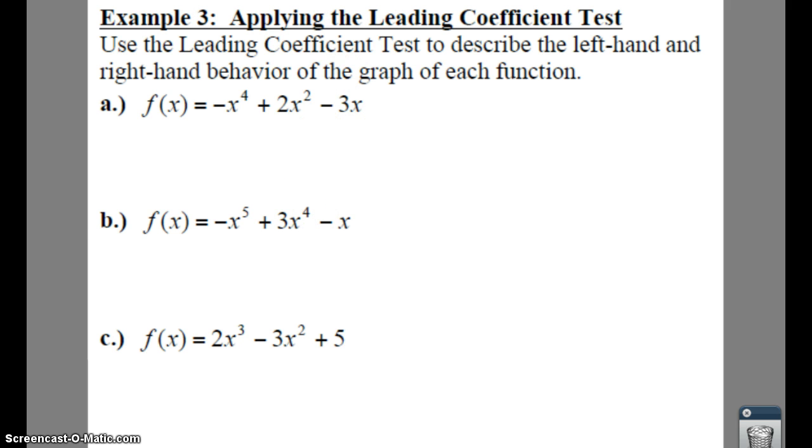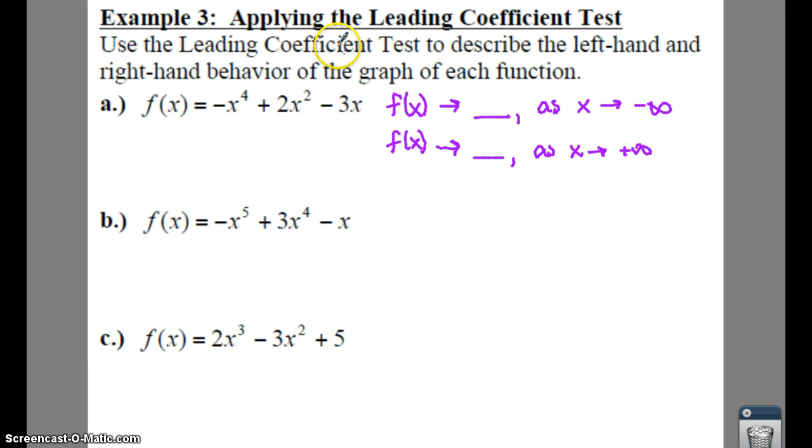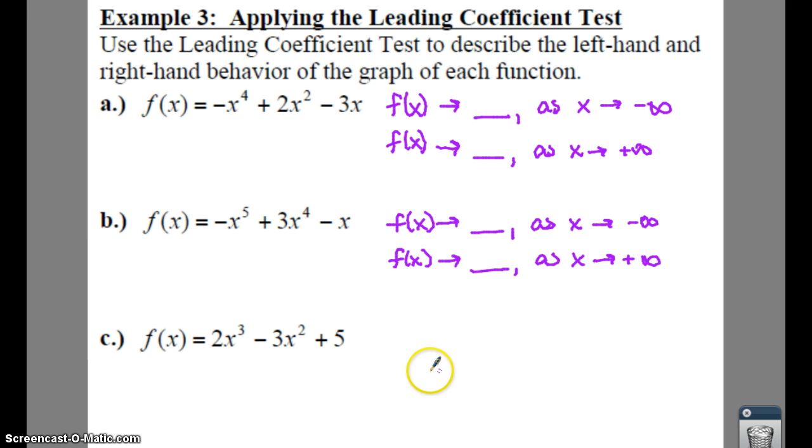So if we look at example A here, we're going to need to list out what our f of x's are doing. So we have f of x approaching blank as x is approaching negative infinity, then f of x approaching blank as x is approaching positive infinity. Then we also have the same thing here on B, and then the same thing here on C.